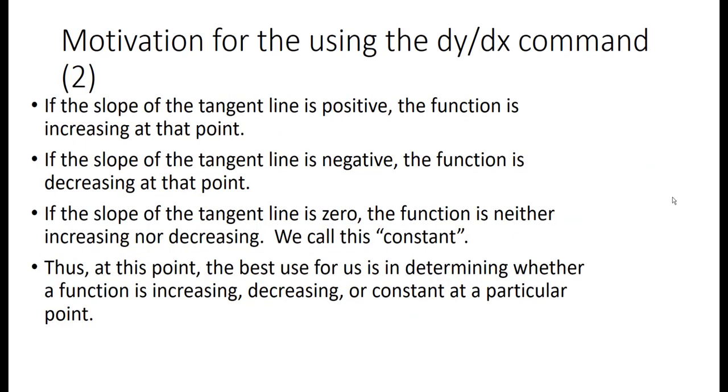Now, a little bit more on that is that if the slope of that tangent line is positive, the function is increasing at that point. If the slope of the tangent line is negative, the function is decreasing at that point. And finally, if the slope of the tangent line is 0, the function is neither increasing nor decreasing. We call this being constant.